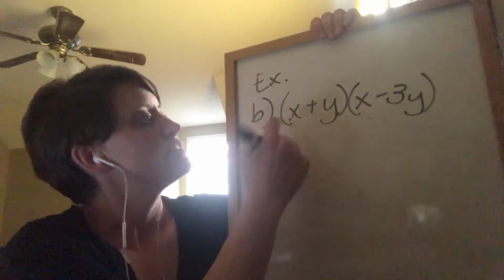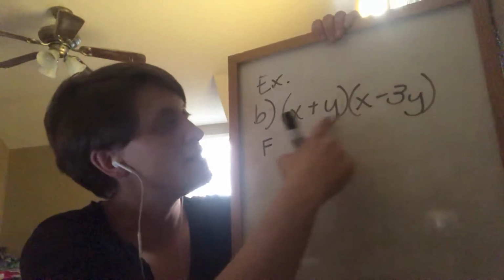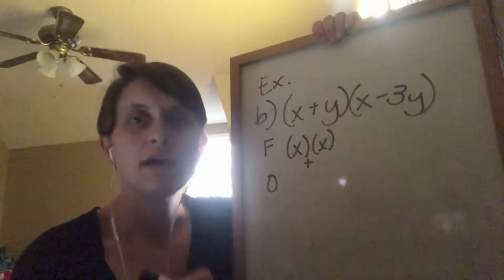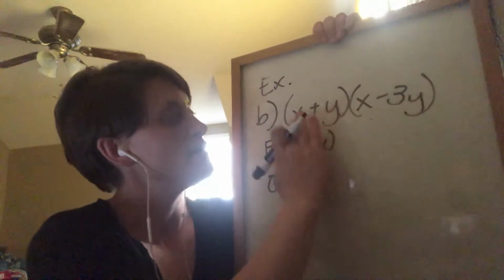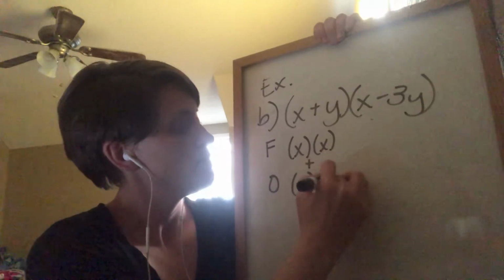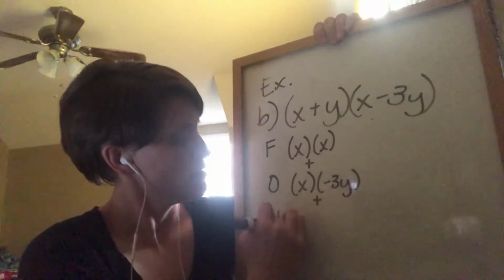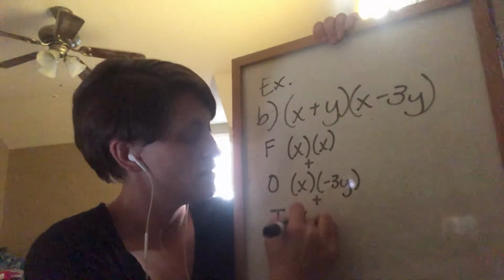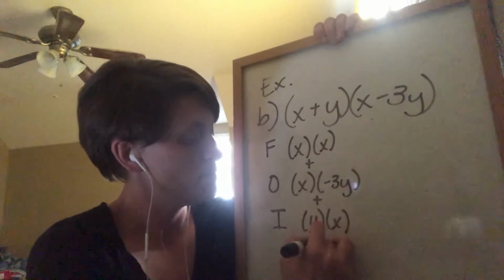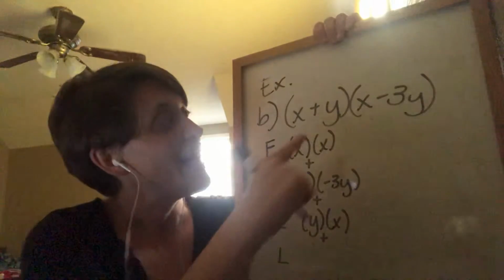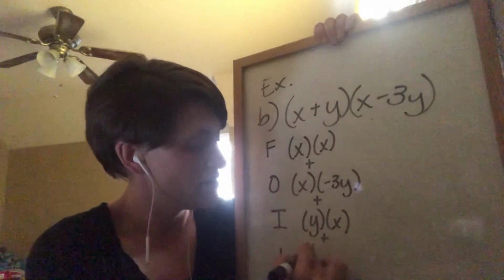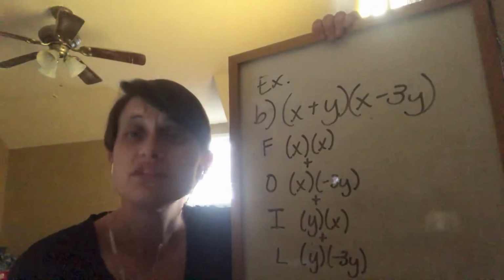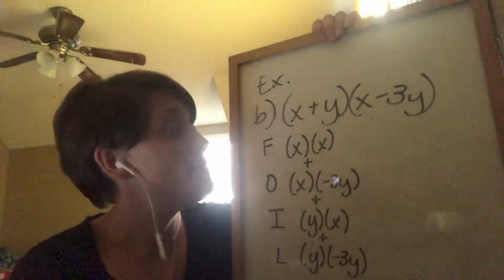All right. So first, look at the first term in each factor. Outers, look at the terms that are on the outside of each factor. Inners, look at the terms that are on the inside. And last, look at the last term of each factor. And then just like before, we're going to put these together and see what we can combine.